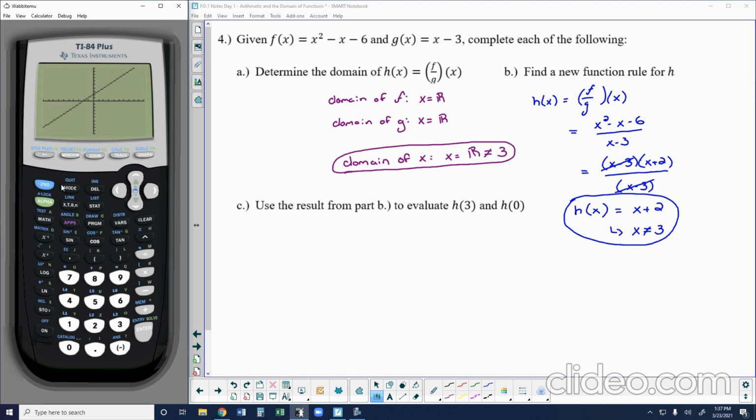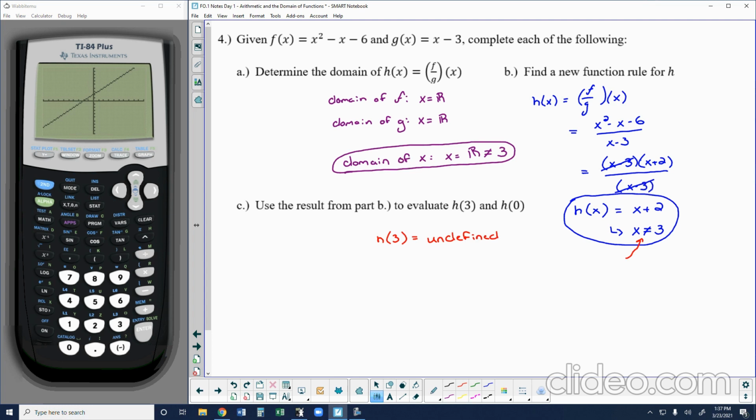Finally, the last thing that we have to do here is evaluate h of 3 and h of 0. So when evaluating h of 3, we can already list this as undefined because x cannot be 3. That's an important thing to note: even if we simplify the expression, as we did, we do take note that x cannot be 3 because of that factor that was at one time in the denominator. So h of 3 would be undefined. H of 0, in this case, we could put in 0 for x, and we'd have 0 plus 2. So h of 0 would be 2.